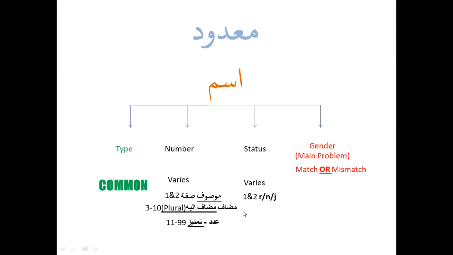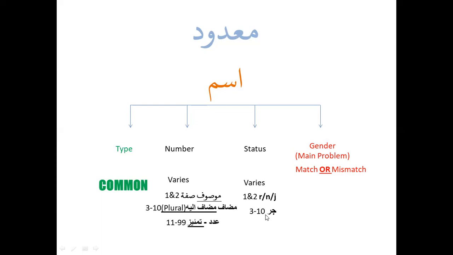3 to 10, again you will have, sorry, I should have hidden it. Okay, so in 3 to 10, it's mudaf ilayh, so it will always be jar. It cannot have any other form. In your mawsuf sifa you could, but not in your mudaf ilayh. It is mudaf ilayh and therefore it is always jar.